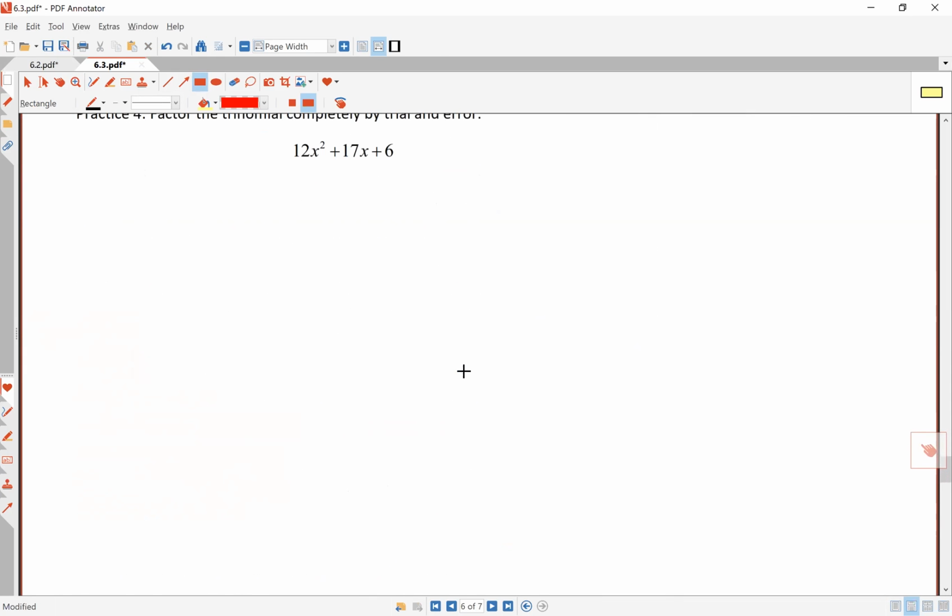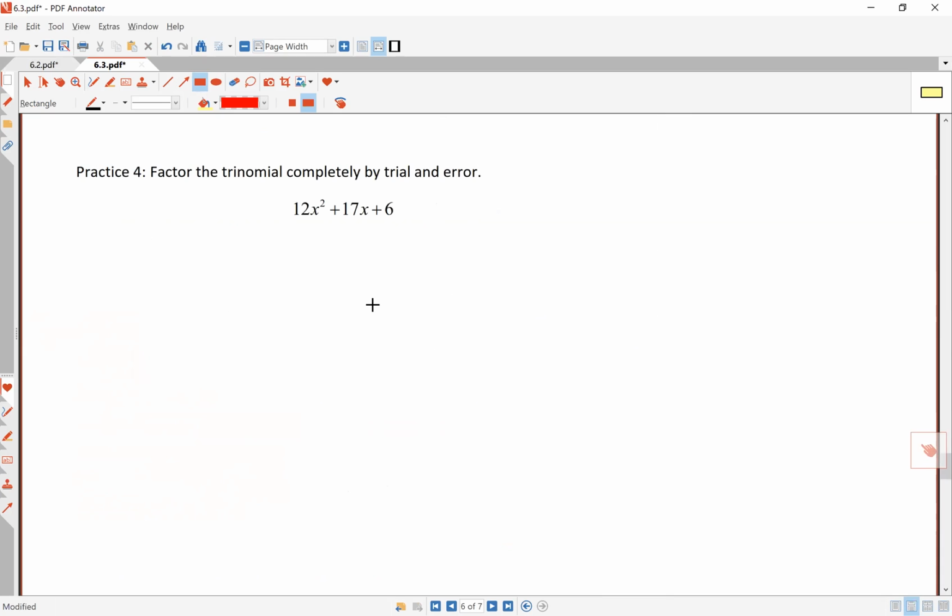Practice 4. This is for you to try. I encourage you to press pause on your video and work this out, and come back and press play when you want to see the solution. Now that you've had a chance to work this out, I'll work this out for you.